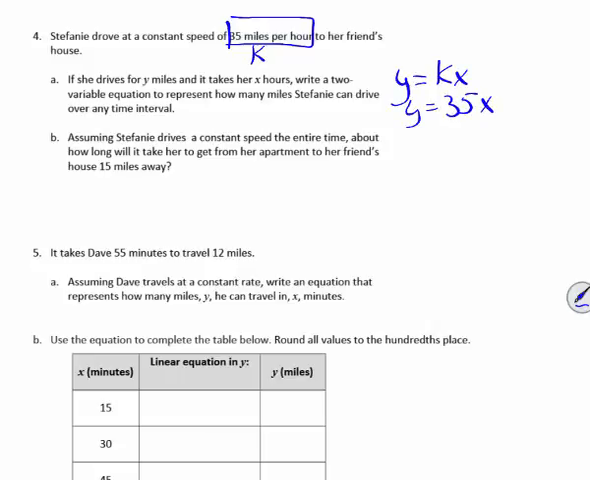Assuming she drives the entire time, how long will it take her to drive 15 miles? So 15 miles away, this is y. So we're going to put in 15 equals 35x. Divide both sides by 35. And when I do that on my calculator, 15 divided by 35 is going to give me about 0.43 of an hour.